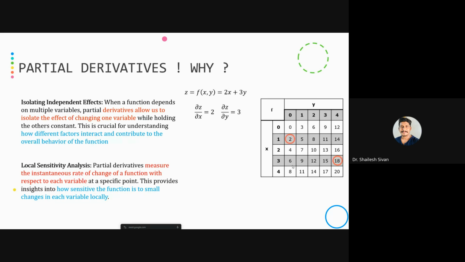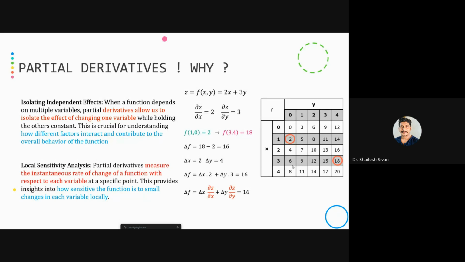And if you evaluate that function for different combinations of x and y values, for x equal to 1 and y equal to 0, what is the value of f? 2 into 1 plus 3 into 0. What is the value? Yes, that is 2. And consider the value at the point 3, 4 also. So what is the value?